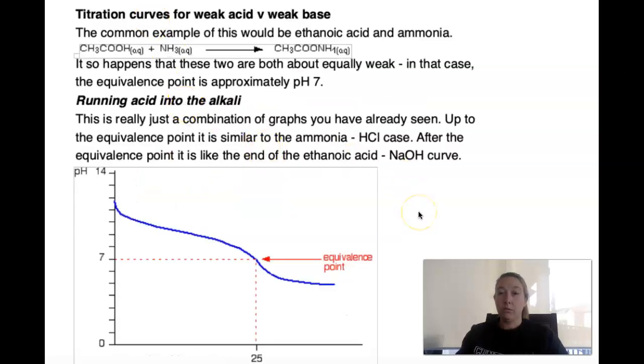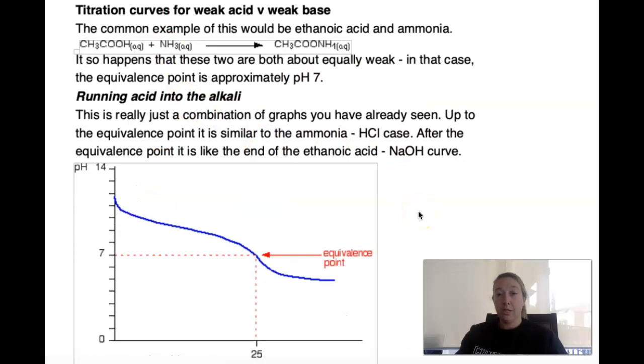All right, so now I've got to look at a weak and a weak. So a weak and a weak looks kind of different, right? It doesn't really have any of that S-like shape. It literally turns into this rolling hill. And the reason for that is they're both weak. They're not going to have those extreme pHs that we talked about.